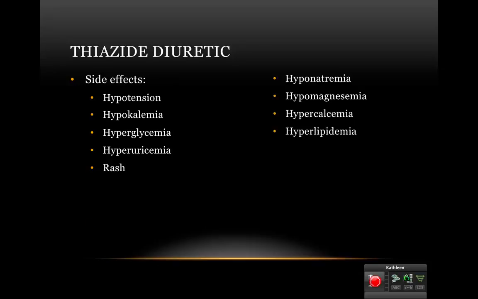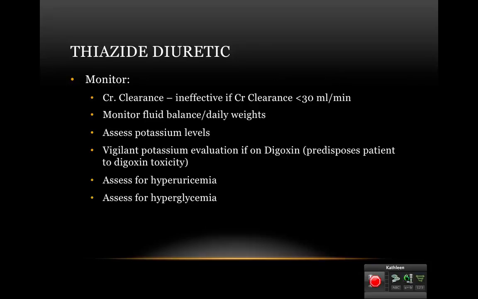Side effects of thiazide diuretics are hypotension, low K, increased sugar, increased uric acid, and you've got to be careful if they have a history of gout. This can cause gout, rash, low sodium, low mag, high calcium, and increased lipids. These are some of the side effects. Monitor creatinine clearance. It's ineffective if creatinine clearance is less than 30. That's why you have to switch to Lasix.